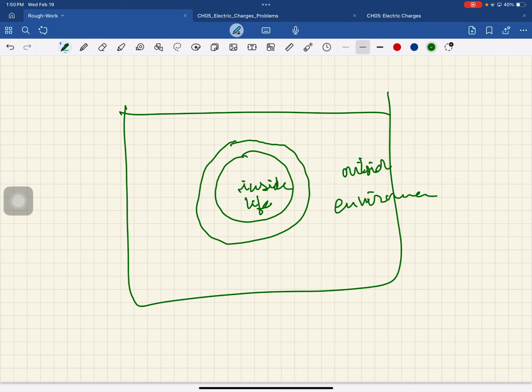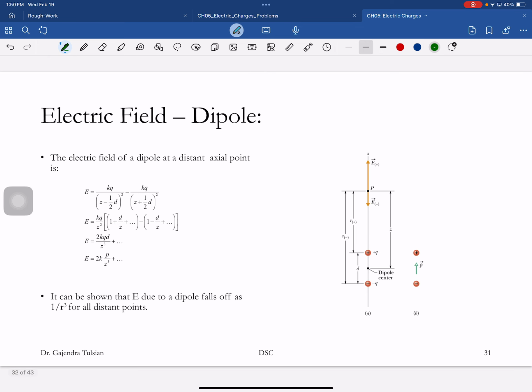So you can do all kinds of neat stuff. You saw that the electric field due to a positive charge falls off as 1 over r squared. If you have a dipole like this, we'll just calculate the electric field along the axial points, since other points are harder to calculate. Z is the distance from the center of the dipole. And you see the electric field falls off as z cubed.